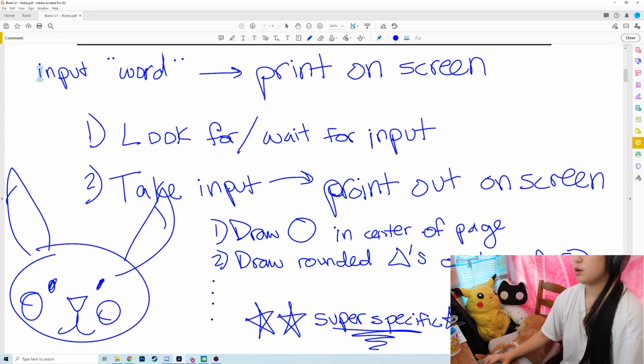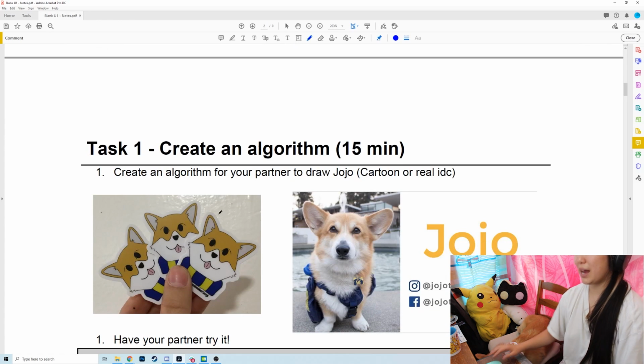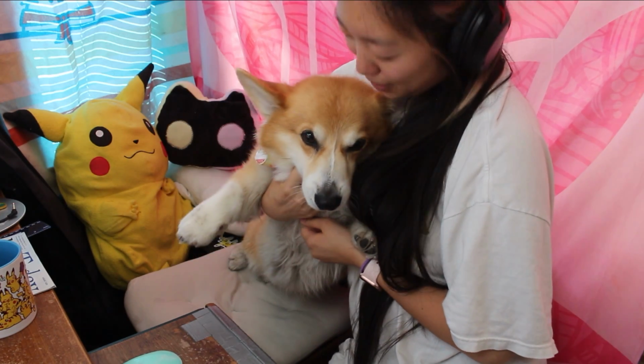So in class, or if you want to do it on your own, you're going to create an algorithm to draw Jojo. So Jojo right here is a little sleepy, so you can draw him sleepy and a little annoyed that I just woke him up from his nap. Or you can draw some of the pictures I've put online.